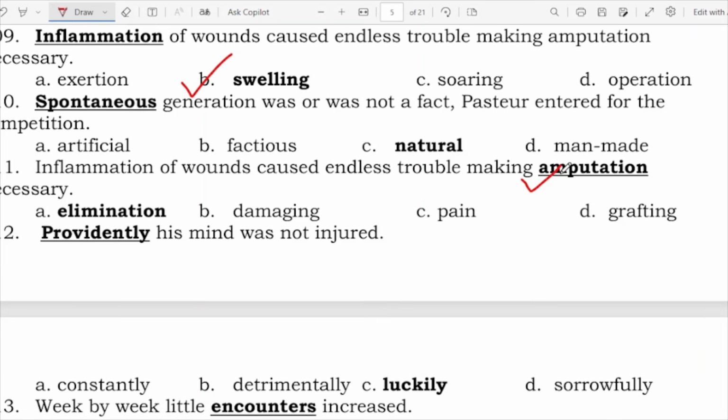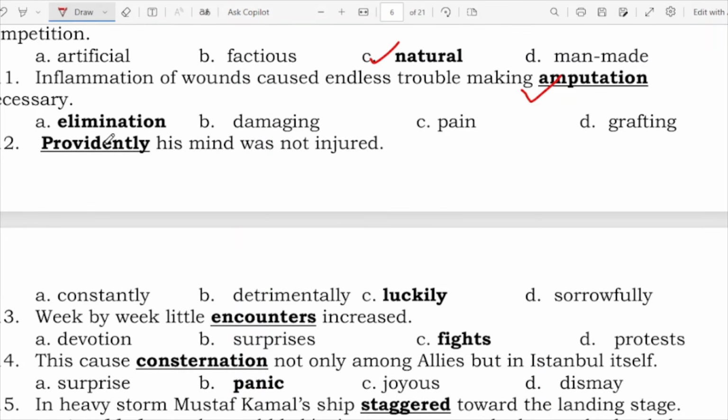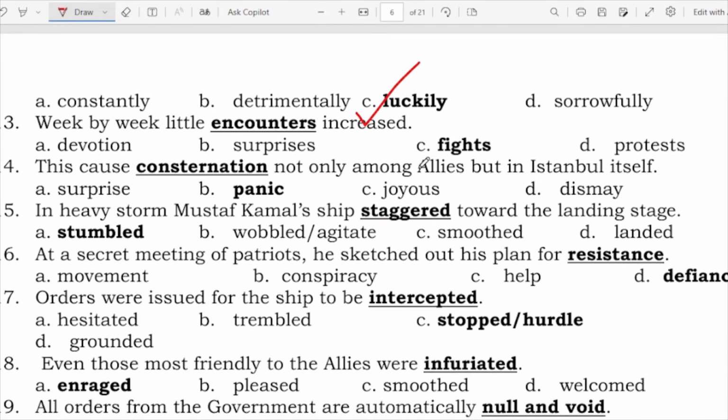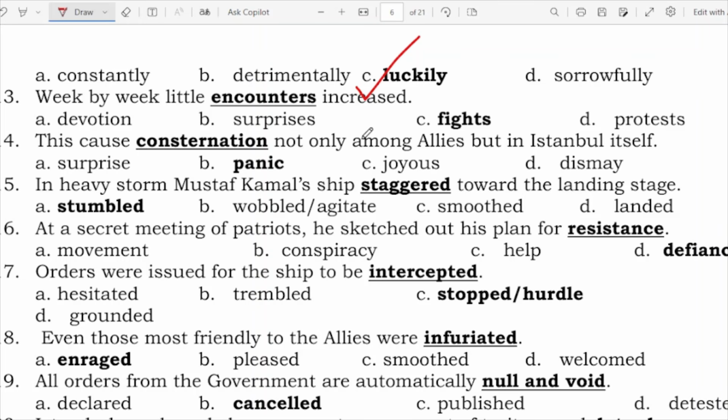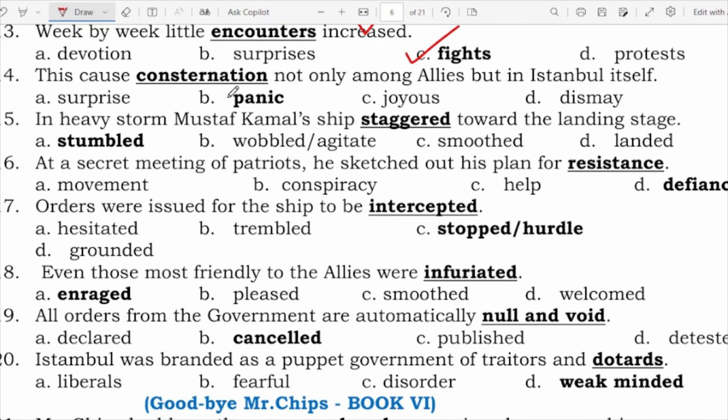And also amputation, spontaneous means natural. The next one is inflammation of wounds caused endless trouble, making amputations, to cut the body, elimination. Providently, luckily, this is the answer. Week by week, little encountered. Now these MCQs are from Mustafa Kamal: fights, encounters, consternation, that is panic, and staggered. Staggered means stumbled, fumbled.